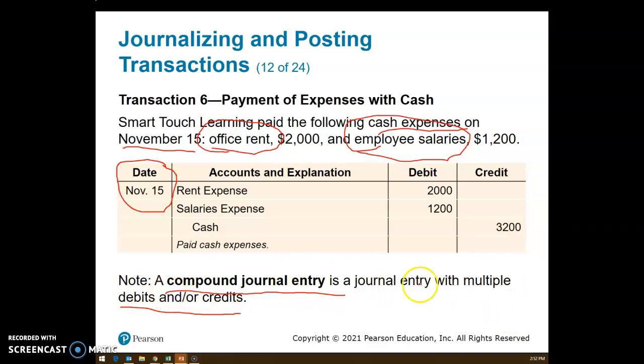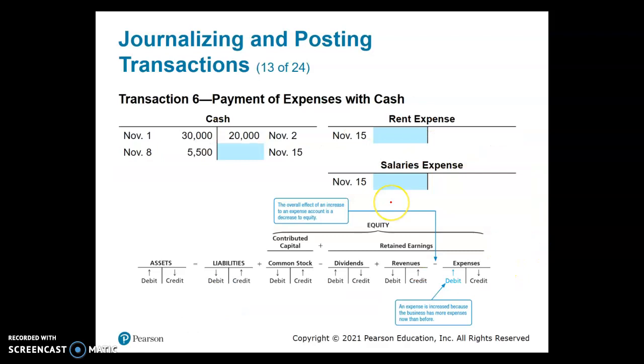And look here at the bottom, we've got a note. A compound journal entry is a journal entry with multiple debits or credits. So in this one, we've got 2 debits and 1 credit. You could have 1 debit and 2 credits as long as debits and credits equal. So you've got $3,200 on this side and $3,200 on this side. And posting these now, we've got cash credited $3,200, rent expense that was $2,000, and salaries expense, $1,200.